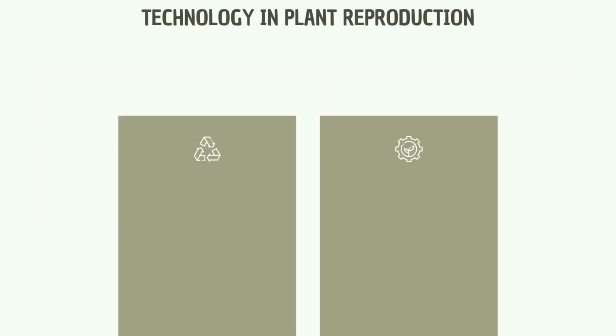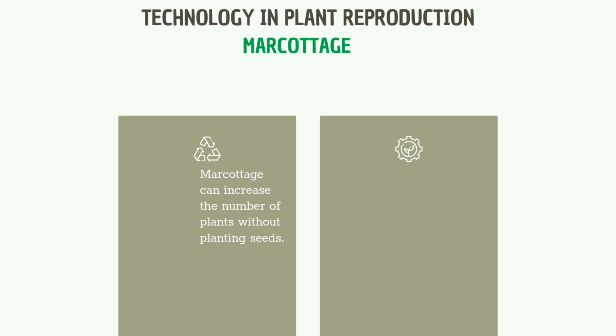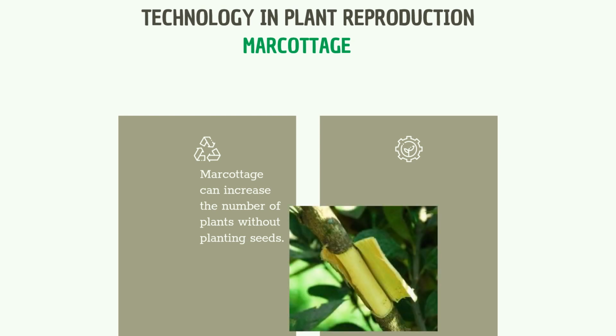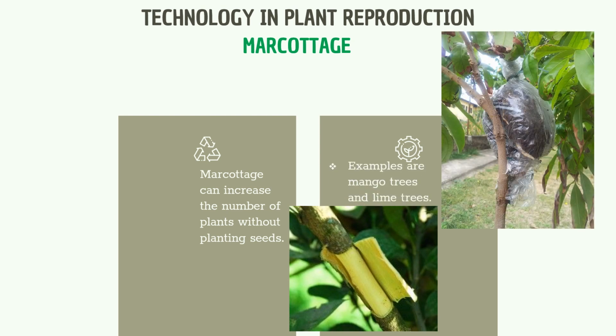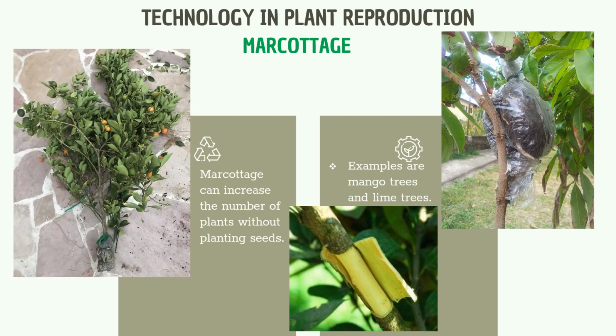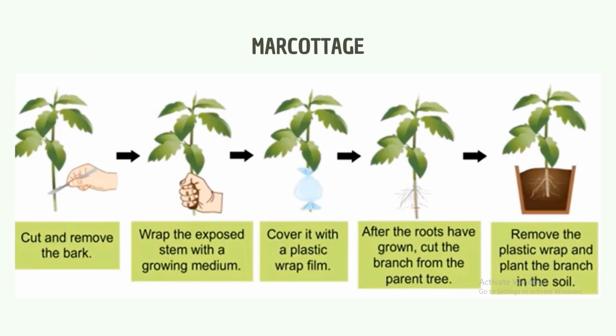The next technology in plant reproduction is cottage. Cottage can increase the number of plants without planting seeds. We are not using seeds, but we are using the cottage system. Look, this is the method of cottage. Examples are mango trees and lime trees. These two plants are reproduced through cottage.